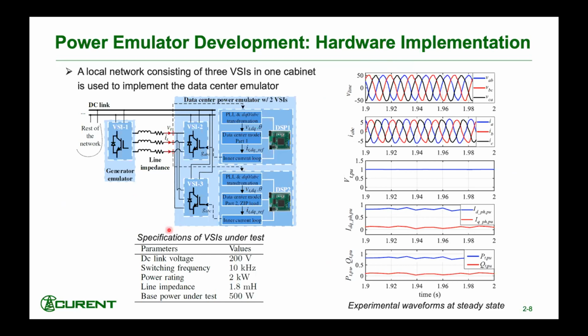So the specifications of the voltage source inverter under test are shown here, and this picture shows the testing waveform at the steady state with the normal grid terminal voltage. As you can see, the normalized power has a non-unity power factor. This is mainly because the reactive power is generated from the cooling motors in the system.